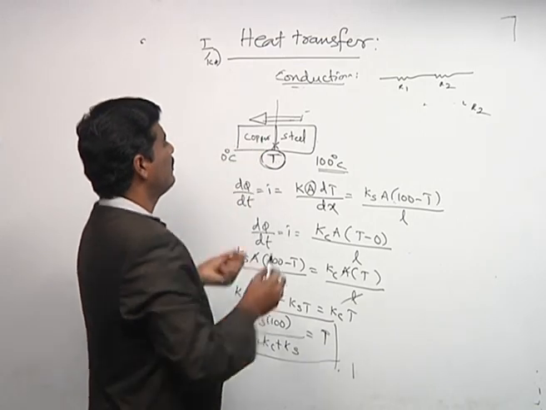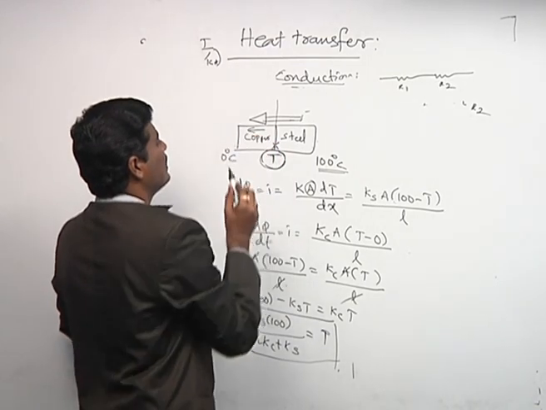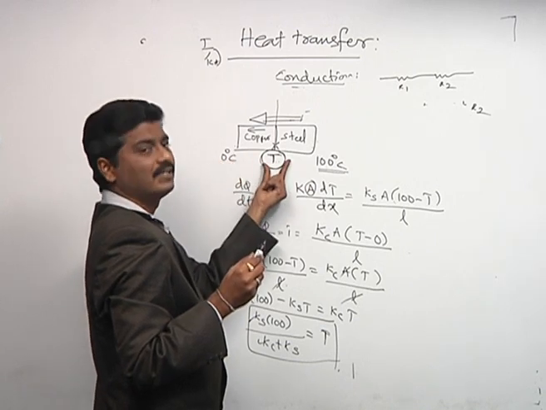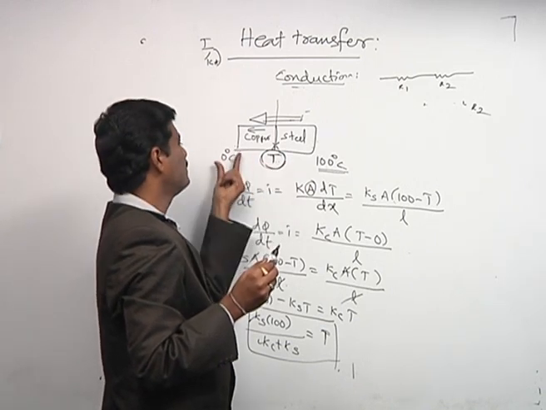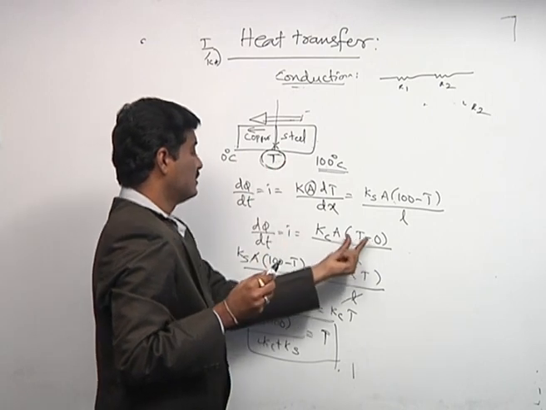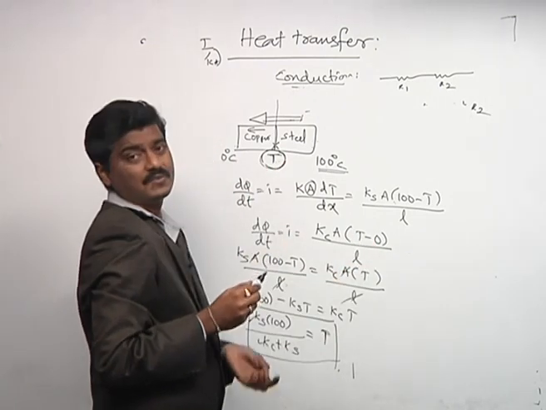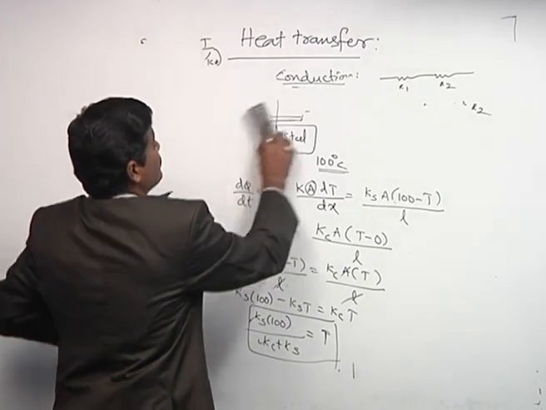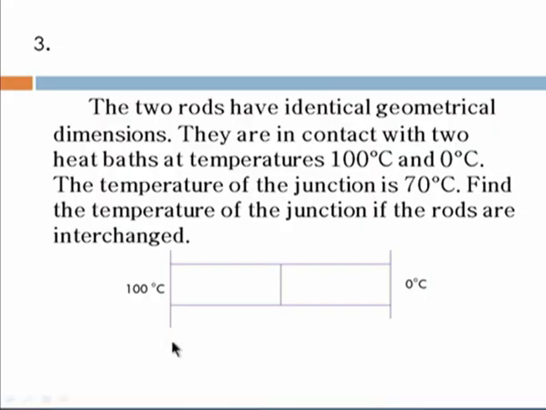What about the copper here? The heat flows again in this direction. Here it is maintained at 0 degrees centigrade, the other end is at T degrees centigrade. T will be more than 0. So, you can take T minus 0 and substitute that. This is how to find the junction temperature. Here the two rods have identical geometrical dimensions.